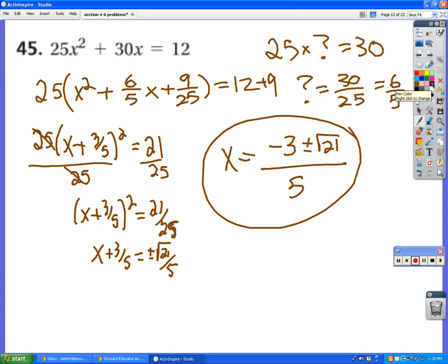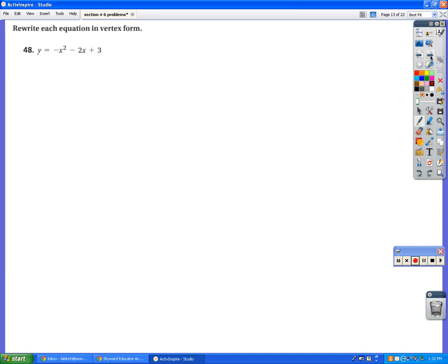I'm kind of understanding it, but why isn't there, when you added 9, why didn't you add 9 over 25? Because I have to add 9 over 25 times 25. Right, which is 9. Okay? All right, so enough of that.